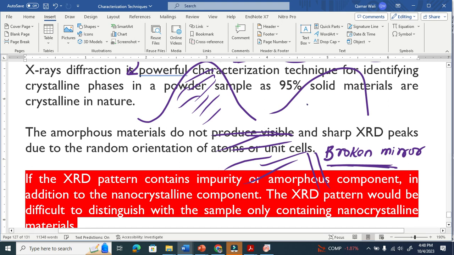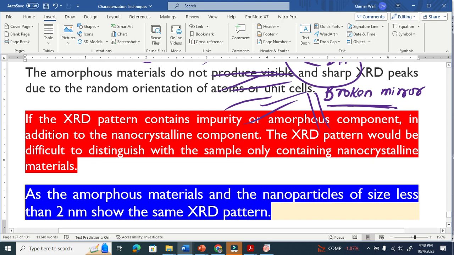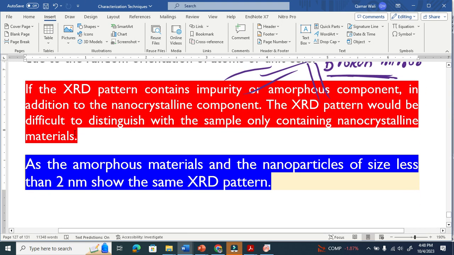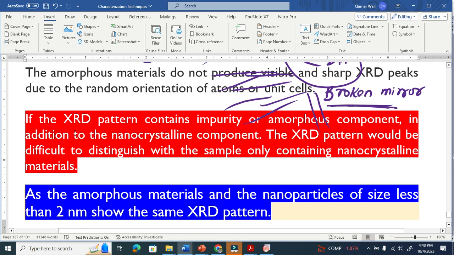Similarly, if the size is less than 5 nanometers, or less than 2 nanometers, the XRD pattern also gives broad peaks similar to amorphous material. So there is a huge discrepancy here. Look at these two sentences, very interesting, right?